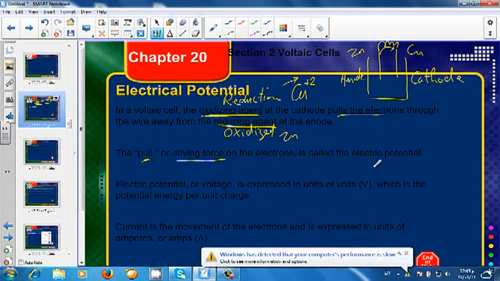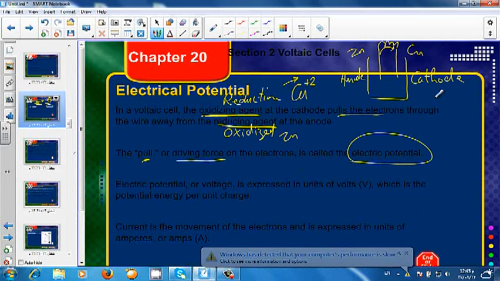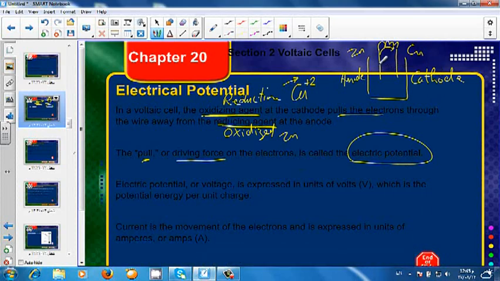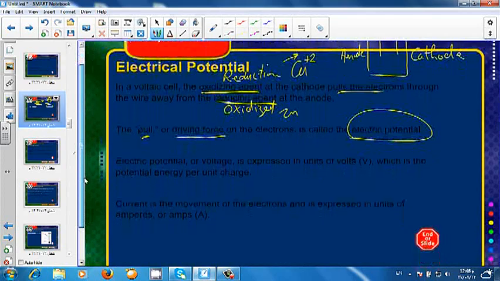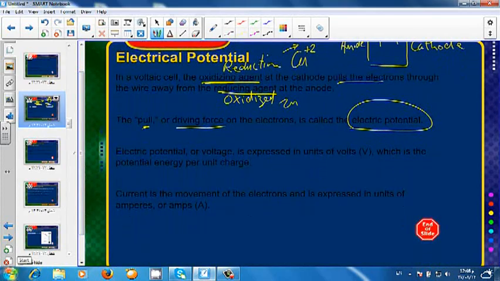So the pull or driving force on the electrons is called the electric potential. The amount of force acting on electrons to pull them from the anode toward the cathode represents the electric potential. As you provide higher electric potential, the electrons are able to move faster, giving you higher current. As you provide lower electric potential, the charges do not have enough force or energy to move from the anode to the cathode, giving you lower current.